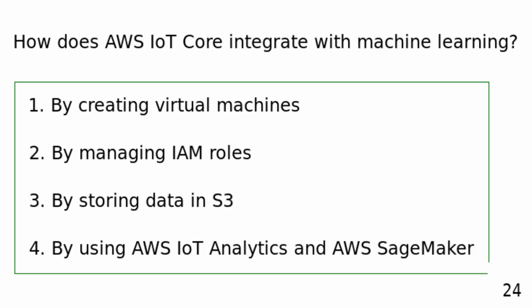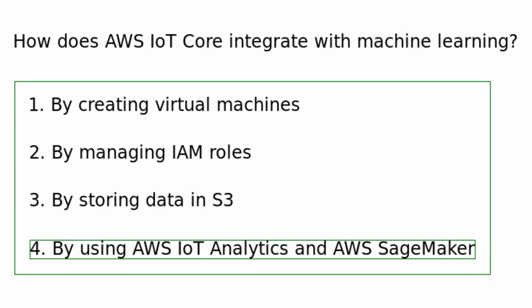How does AWS IoT Core integrate with machine learning? By creating virtual machines. By managing IAM roles. By storing data in S3. By using AWS IoT Analytics and AWS SageMaker. AWS IoT Core integrates with AWS IoT Analytics and AWS SageMaker for machine learning applications.